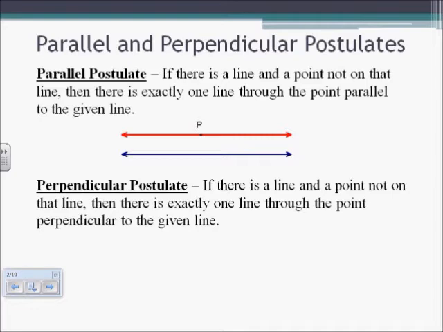The perpendicular postulate states if there is a line and a point not on that line, then there is exactly one line through the point perpendicular to the given line. In our picture, again, we have point P that is above and not on the blue line, so therefore there exists one line, the red line, that goes through P perpendicular to the blue line. Again, the parallel and perpendicular postulates.